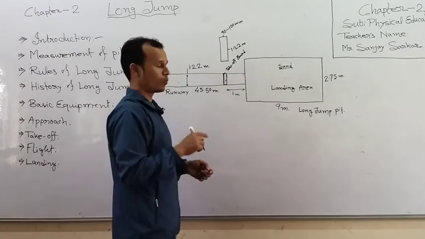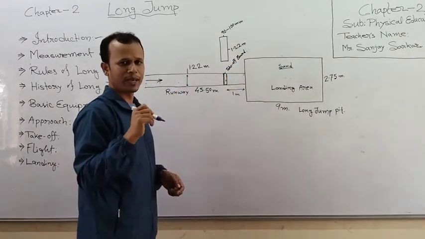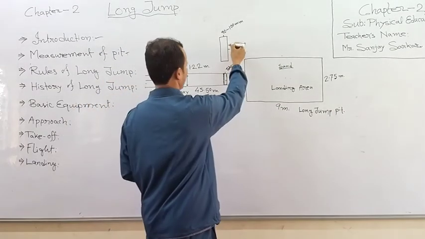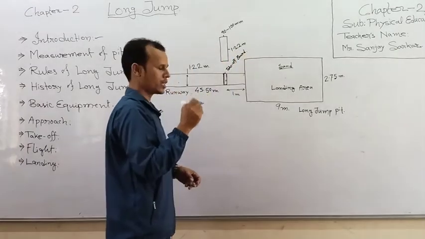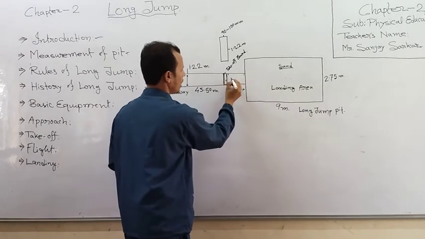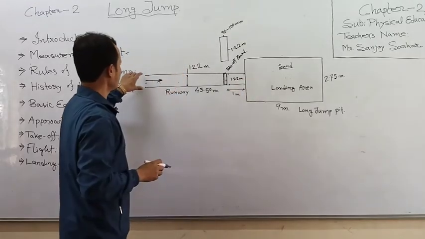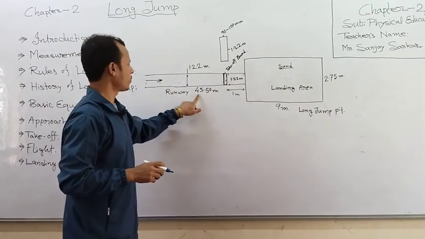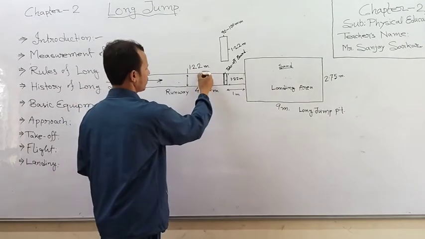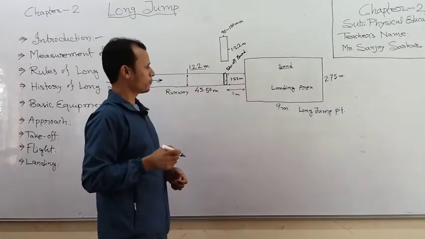The measurement of the takeoff board is 90 to 100 mm in width, and the length is 1.22 meter. Means from here to here, this distance is 1.22 meter. And the length of the runway is 45 to 50 meter, and the width is 1.22 meter.